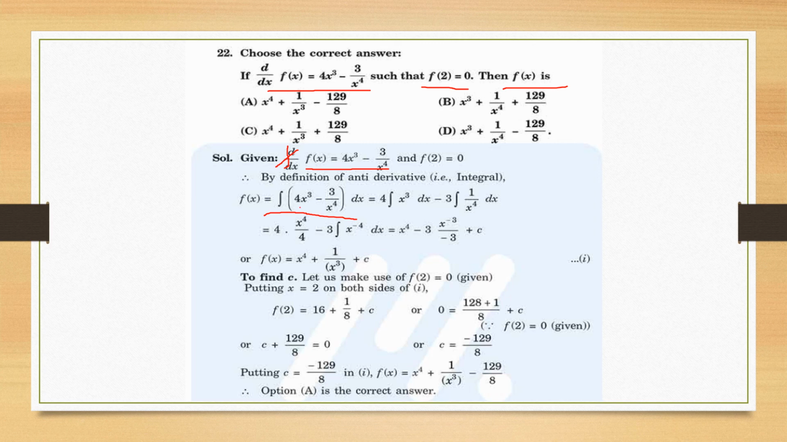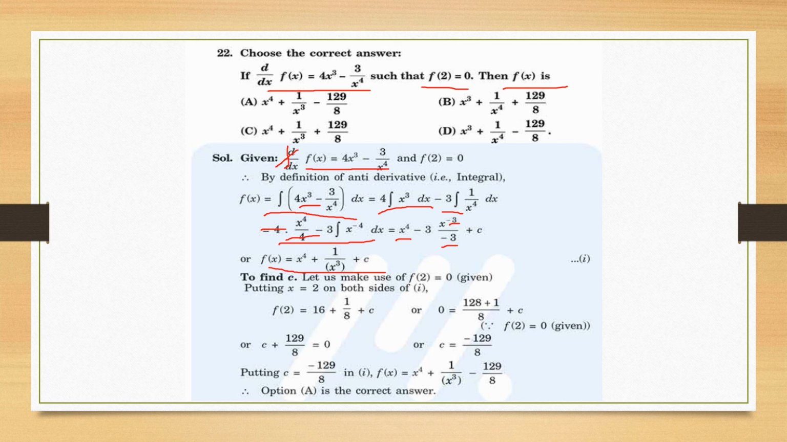So again, how to integrate? Take 4 outside, integral of x cube dx, minus 3, and 1 upon x4 should be written as x raised to power minus 4. Remember that. Now apply the power rule. So it is x raised to power 4 by 4, and 4 and 4 cancel, so it is just x4. And it will be minus 3 x raised to power minus 4 plus 1, upon minus 4 plus 1. Okay, so this is the function which I get.